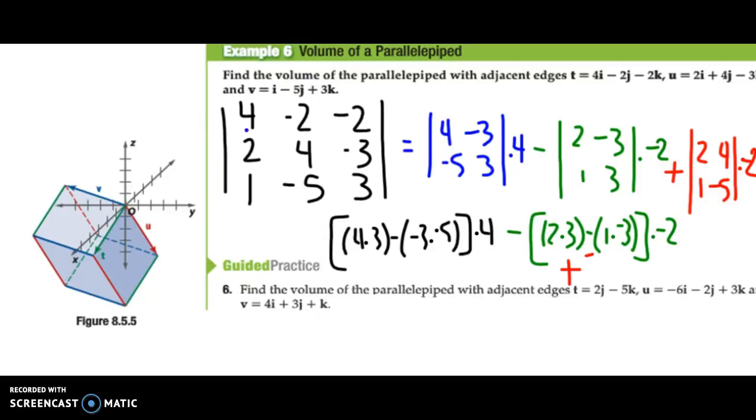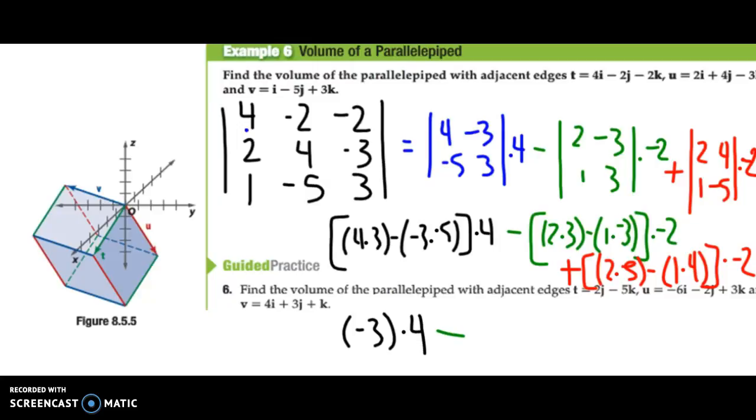All of that times negative 2. And then we add 2 times negative 5 minus 1 times 4, multiply that by negative 2. Okay? So 4 times 3 is 12 minus 15, so that's going to be negative 3 times 4, minus 2 times 3 is 6 minus a negative 3, which is 9 times negative 2. And we add 2 times negative 5 is negative 10 minus 4 is negative 14 times negative 2.